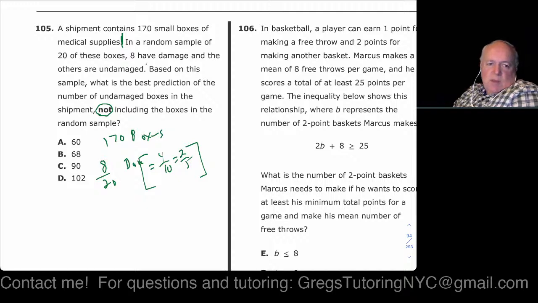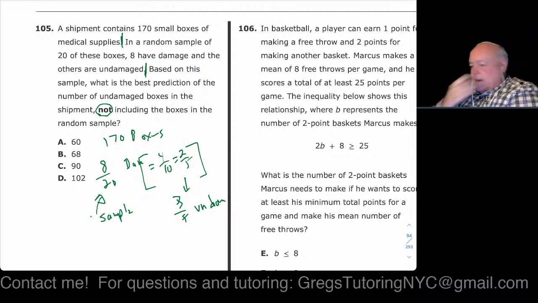That also means, by the way, that if 2/5 is the damaged, then 3/5 is the undamaged, right? Based on this sample, so this is our sample right here, 8 out of 20. Based on this sample, what is the best prediction of the number of undamaged boxes in the shipment? Not including the boxes in the random sample, okay?